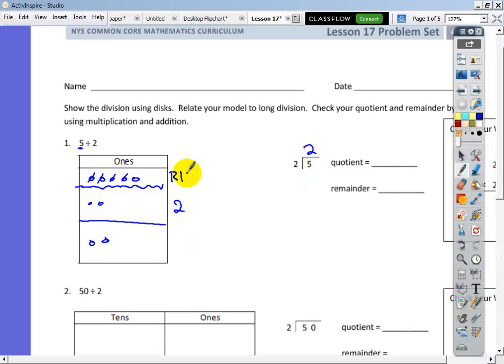Okay, so it looks like it's going to be groups of 2. Groups of 2. Okay, so 2 times 2. You're using up all 4 dots here. 1, 2, 3, 4. And the remainder? 1. Okay, R1. So the quotient is 2. The remainder is 1.